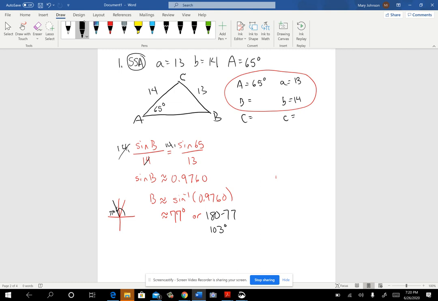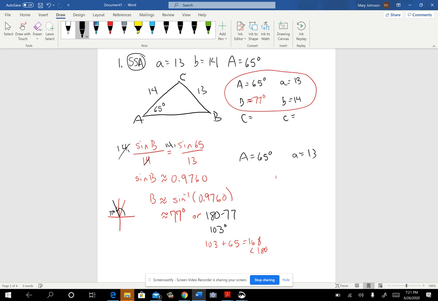So B could definitely be the 77 degree angle. B right here could be the 77 degree angle. What I just found out is that maybe it could be 103. To know if it really can be, you have to think about, well, I've already got an angle that's 65. If I take 103 and add 65, I only get 168, and that's still less than 180. So that means it would also be a potential triangle. It is a triangle that I need to consider. So this is one of those cases where you're going to have to wind up solving 2 triangles.